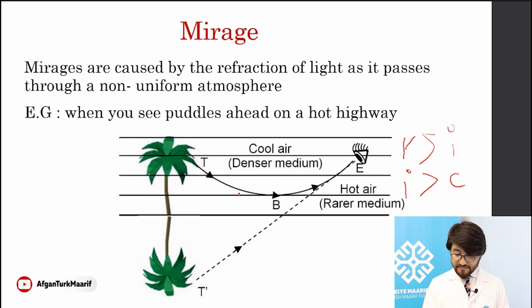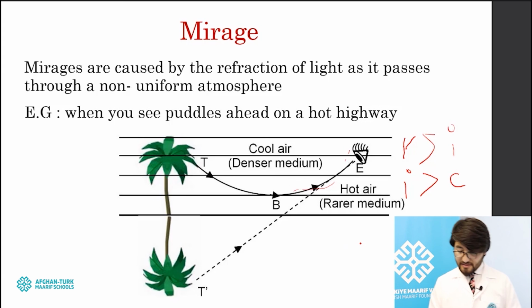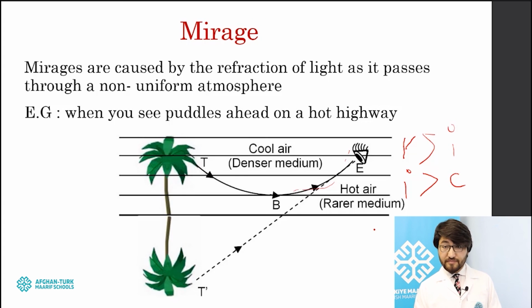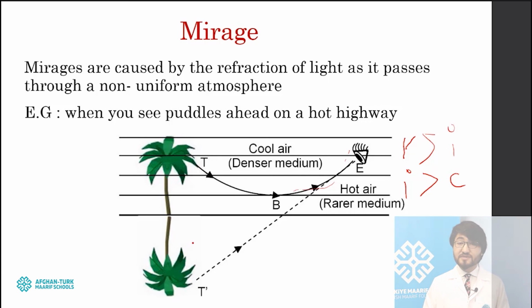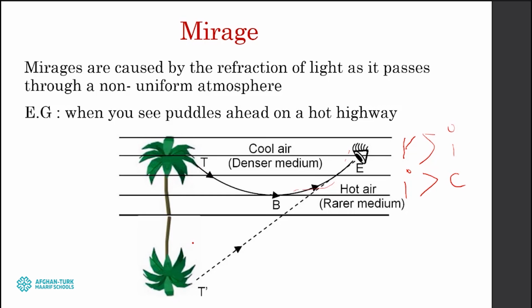Then the light is reflected in the same medium. It means the light does not travel to the rarer medium. It means the ray passes through the same medium. And the observer sees this line. The observer sees the image of the tree or the image of the object inverted. The result is total internal reflection. The result that mirage forms is total internal reflection.